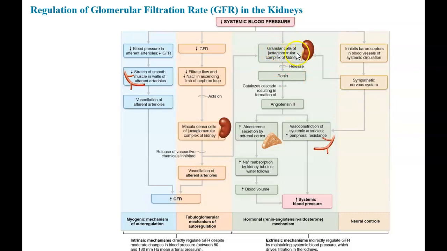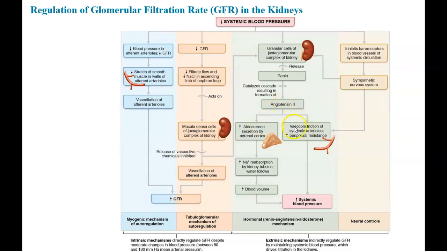For the extrinsic mechanisms, one way that could happen is these cells that are called granular cells at the juxtaglomerular complex of the kidney. And so those cells are going to release renin, which is a hormone that I already mentioned. And one of the functions of renin is also involved in blood pressure. So renin is going to form into angiotensin 2.